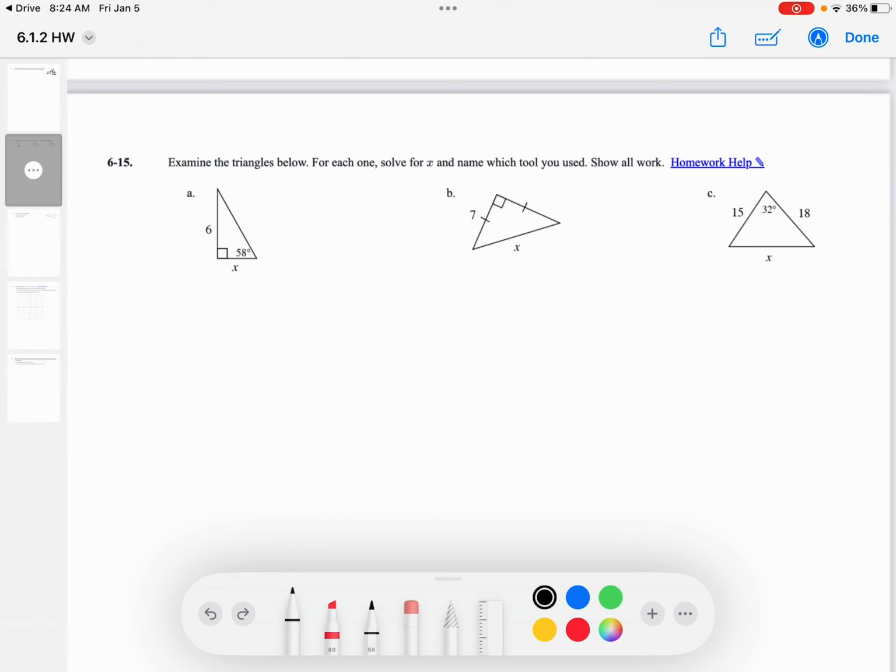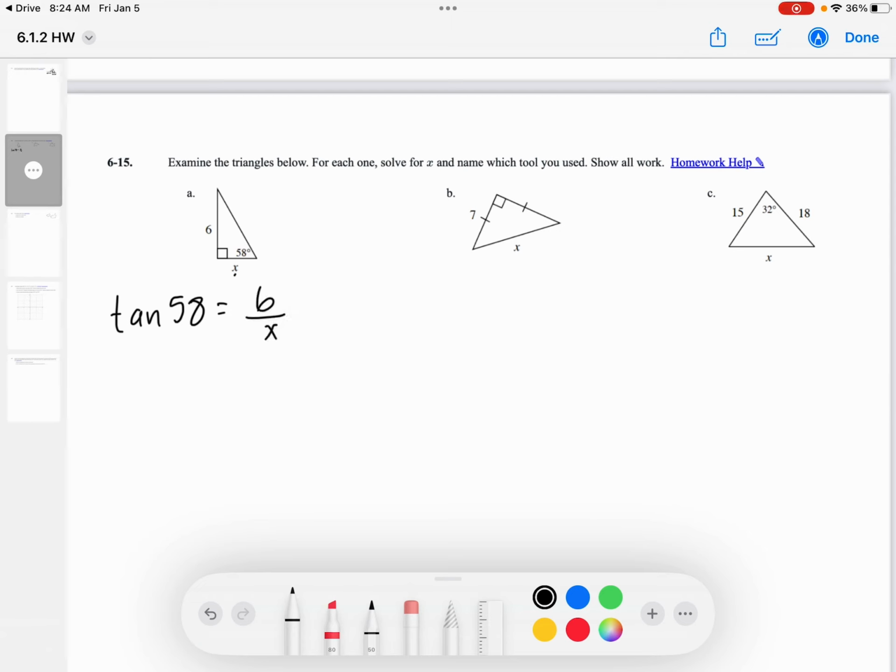All right, so let's look at A. We have an angle and a side. We're looking for the other side. This looks like we're going to need to use a trig ratio because 58 is not one of our special angles. All right, so 58 is our angle. 6 is opposite to that, and x is adjacent. So we're going to use tangent. Tangent of 58 equals opposite over adjacent.